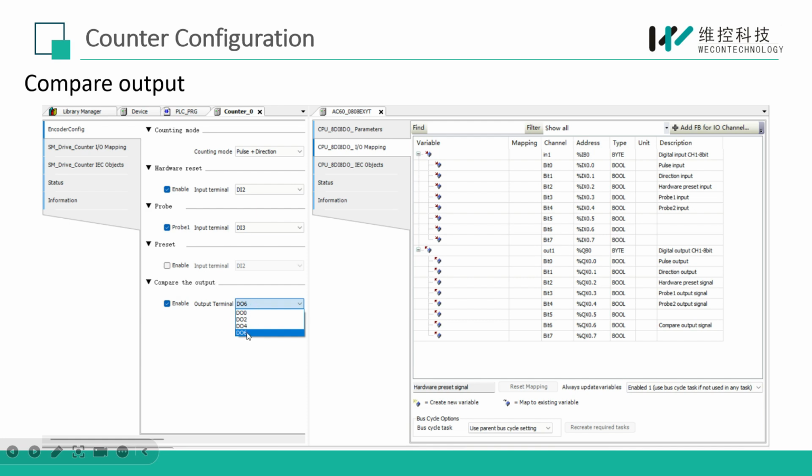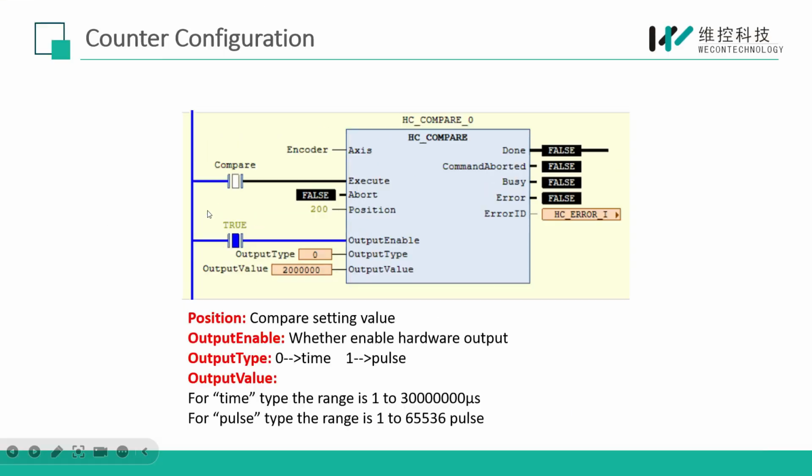We have 4 terminals that could be used to output: Y0, Y2, Y4, and Y6. And for this function, we need to use this function block. Compare is used to enable this function block, and the position is the compare setting value. Output enable, usually we set it as true. It means we will use our configured hardware output.